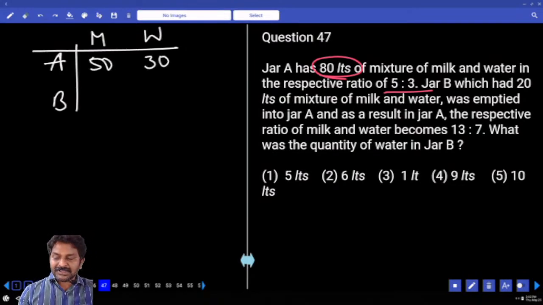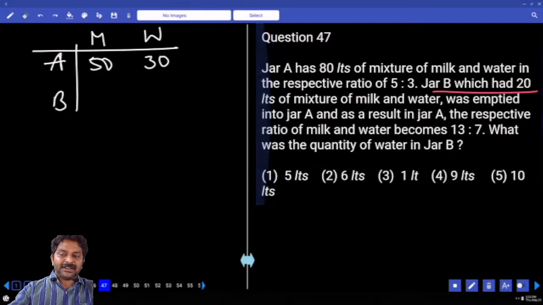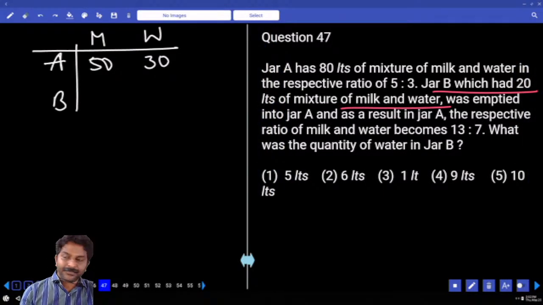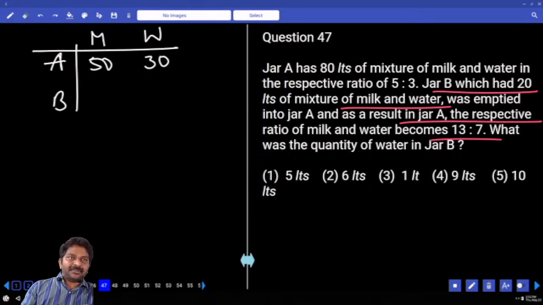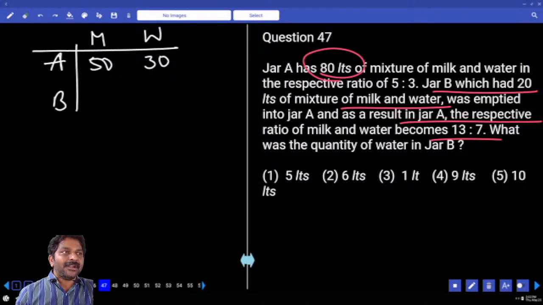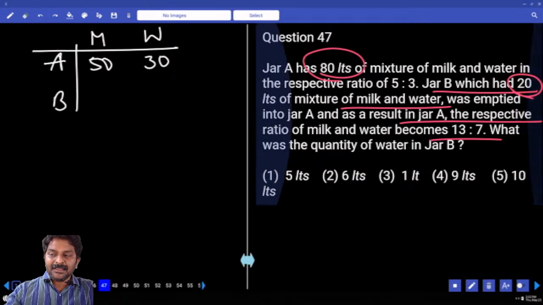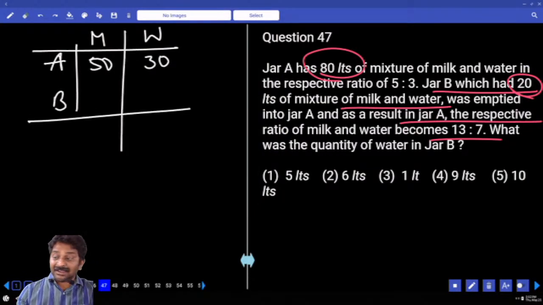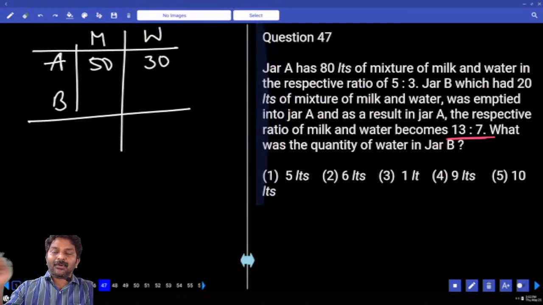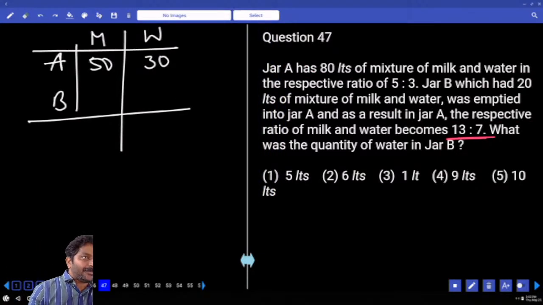Now to this, 20 liters of jar B content is also added, and finally the ratio between milk and water is 13:7, correct? In jar A, what is the total quantity? In jar B, both together 100. This 100 should have milk and water in the ratio 13:7 only.